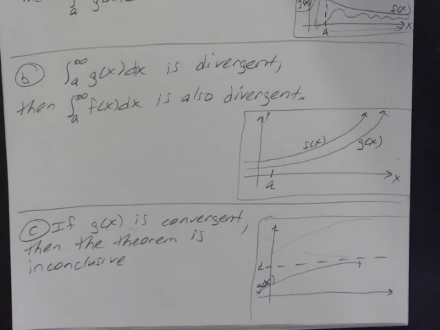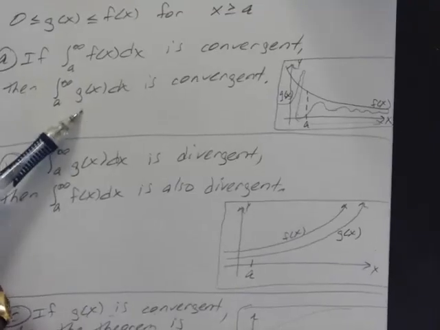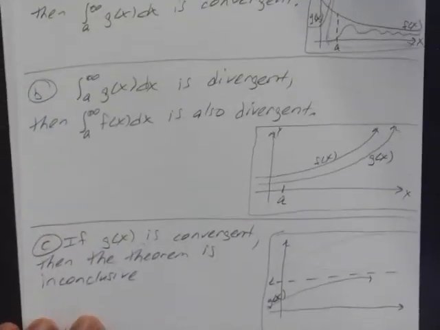Okay, so we can't use g of x to find out whether or not f of x is convergent, but we can use f of x to find out if g of x is convergent. That's the little tricky part of it.